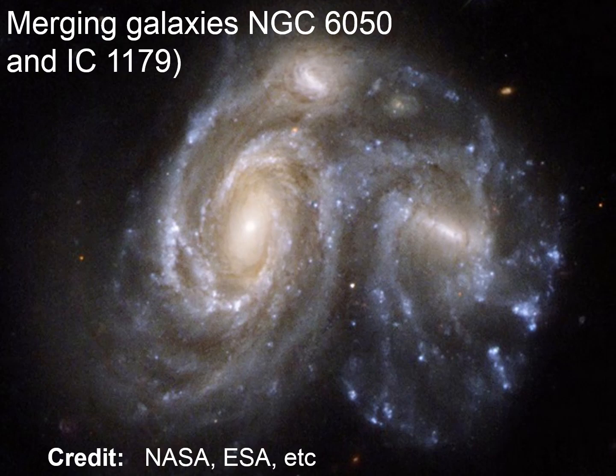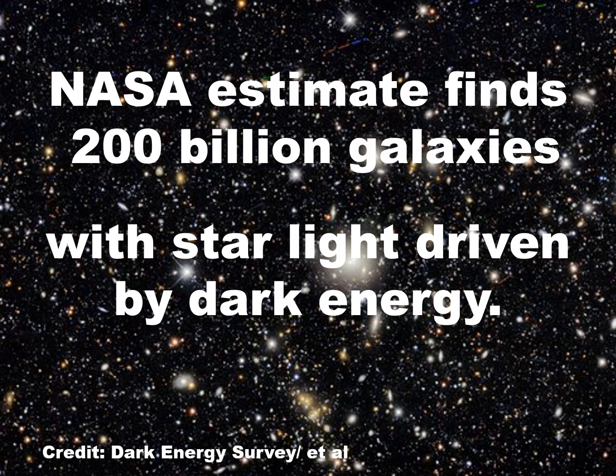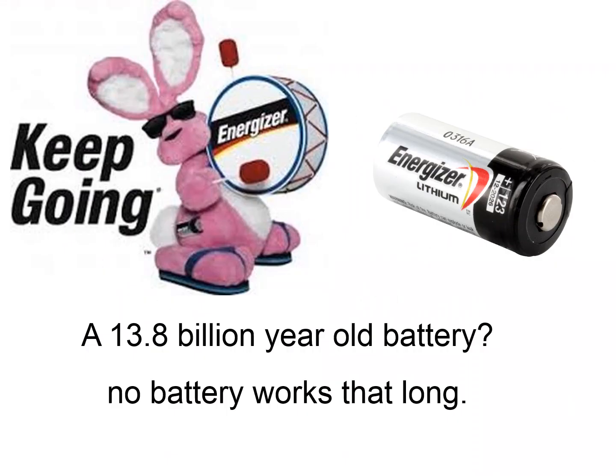How many stars are powered by dark energy? In the latest NASA estimate, our universe holds over 200 billion galaxies, averaging over 100,000 stars each, all with starlight photons pushed by electrons driven by dark energy. No 13.8 billion volt battery pack does that. No tiny atom-sized battery works that long or can hold that much power.